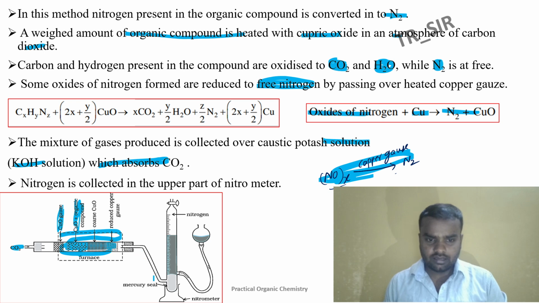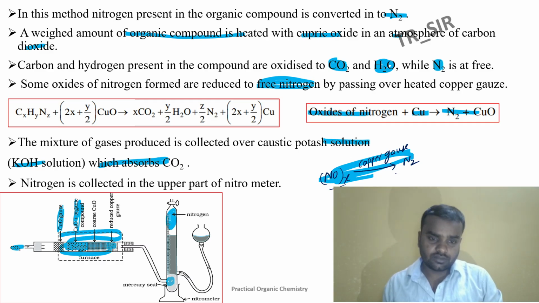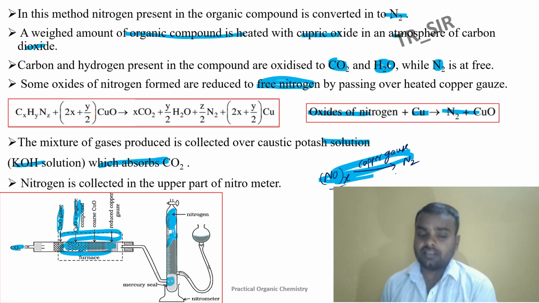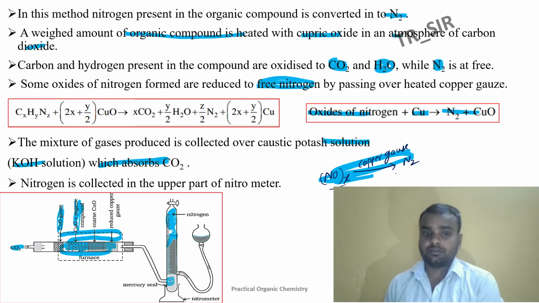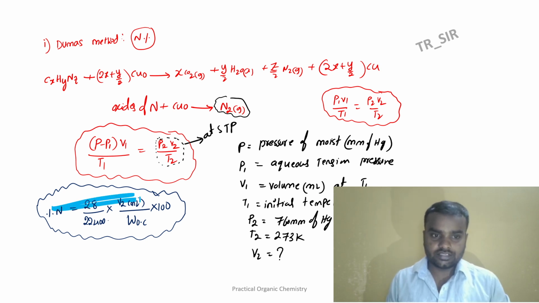Now, what happened? Here we have taken mercury, and here the aqueous solution of KOH. When N2 is collected here, it will be in a moist form, so we take the pressure of the moist gas. That means this is the total pressure of the moist gas. Then what is P1? This is the aqueous tension. If I take the total pressure minus the aqueous tension, then I get the pressure of N2 initially present. So by using this condition, we can find out this particular relation, the percentage of nitrogen, as well as the volume of N2.